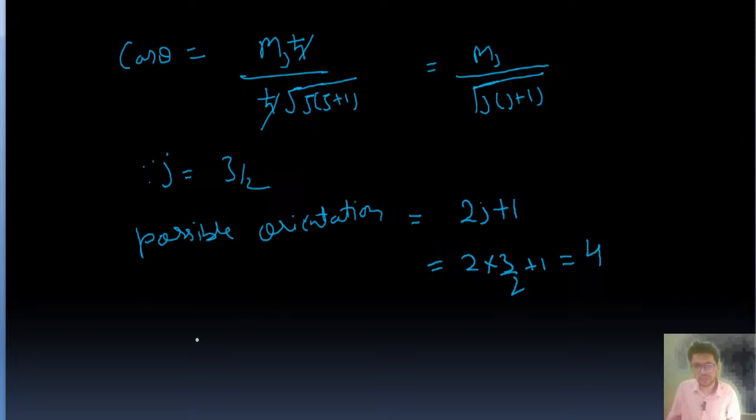The mj values, where J value is this, so mj values go from minus J to plus J. So this is minus 3 by 2, comma minus 1 by 2, comma 1 by 2, comma 3 by 2. So these values are going to be used. We will find cos theta 1.